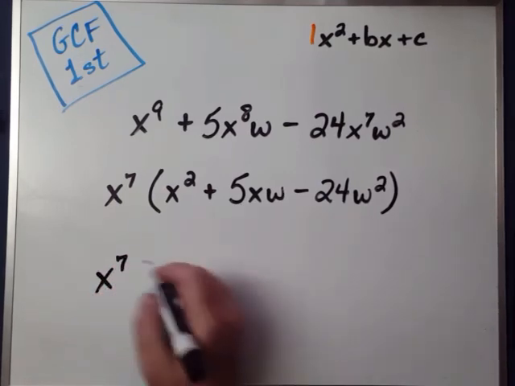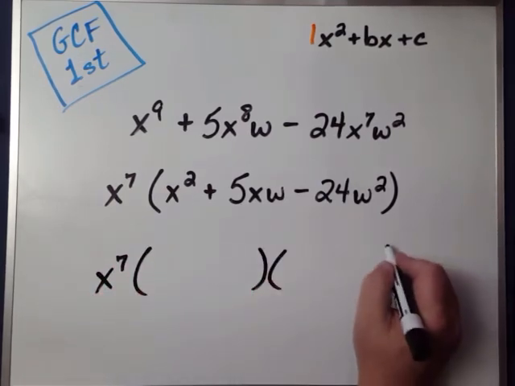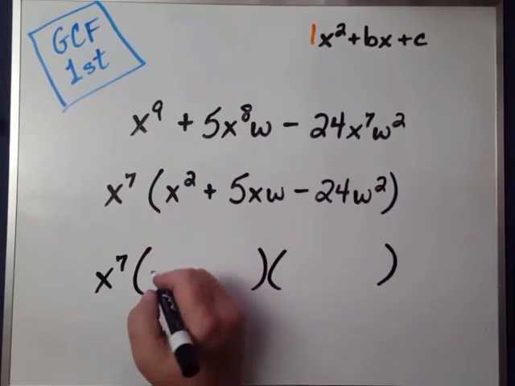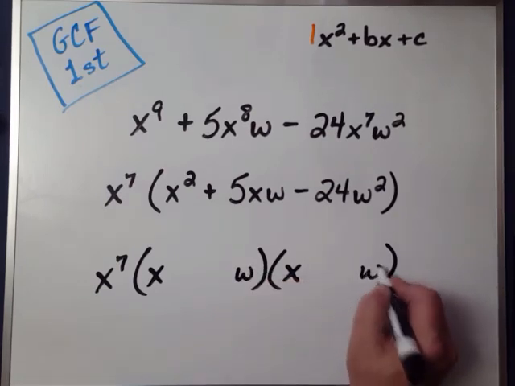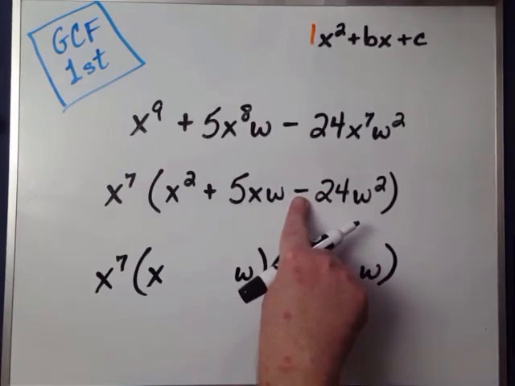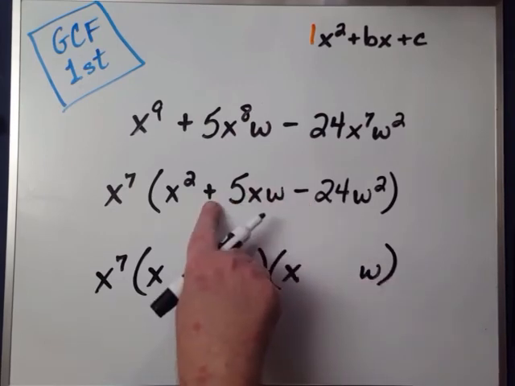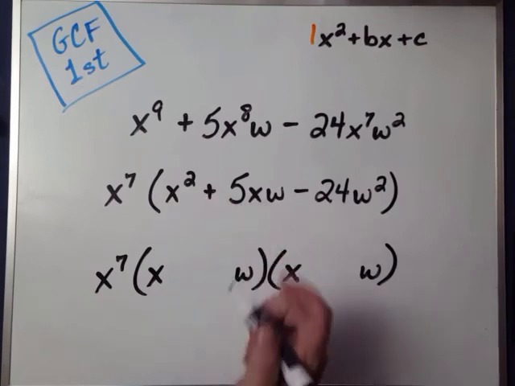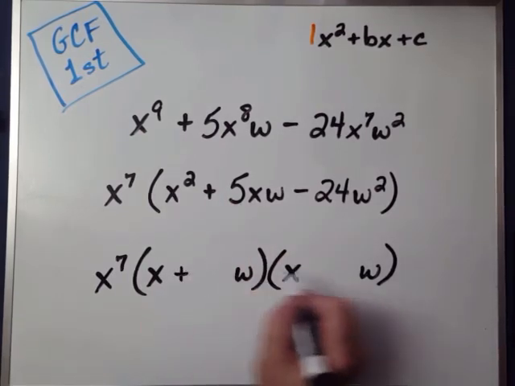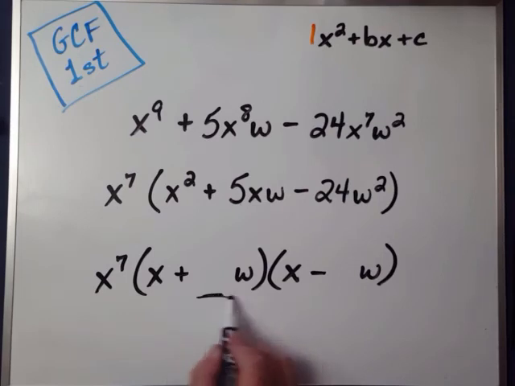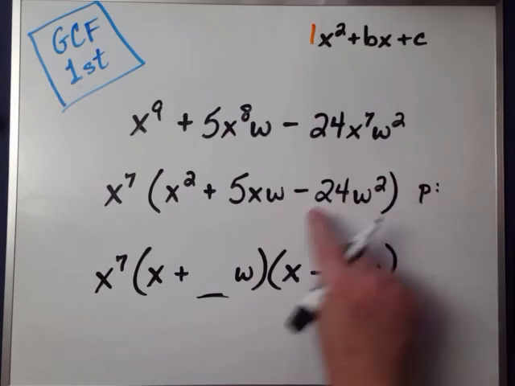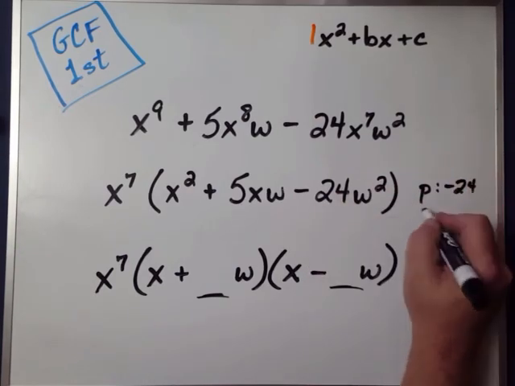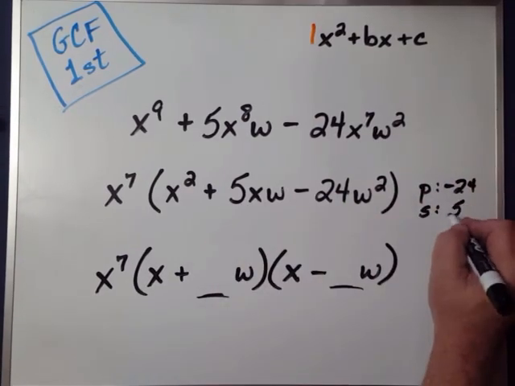And if this will factor further, it will factor as a couple of binomials, each starting with x, each ending with some w term. The signs will be opposite. In fact, the larger of the two numbers I'm looking for will be positive. I'm looking for two numbers to fill in these two blanks. I'm looking for two numbers whose product is negative 24 and whose sum is positive 5.